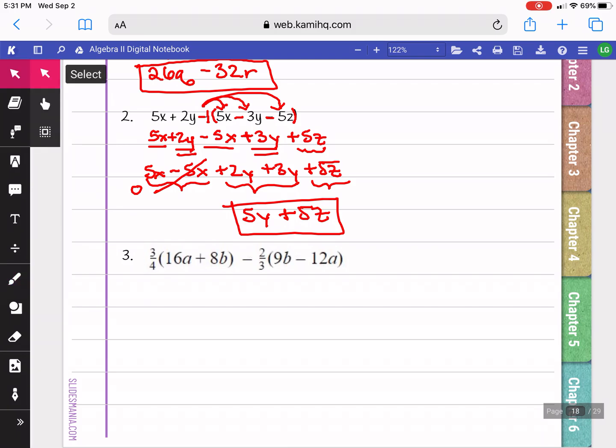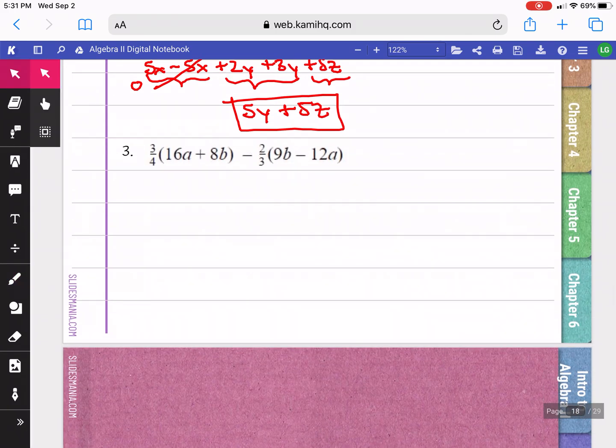This next problem, we're going to do the same steps. I just included fractions because I want to make sure you know how to work with them. So I'm going to start by distributing 3/4 times 16a. I'm going to show you how to do that on the side, just in case you need help. So when you're multiplying fractions, you multiply the numerator and divide the denominator. So you're going to do 3 times 16 and then divide that by 4.